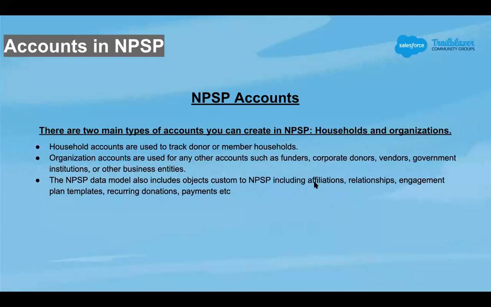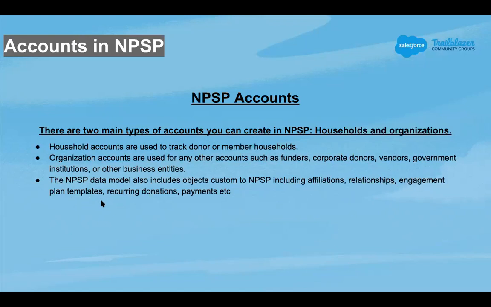Affiliations is where a particular donor or household member is affiliated to, connected to, or related to an account. A relationship is between two donors. What is the relationship between me and Parth? We are friends. In a similar way, me and my wife, me and my daughter, me and my son. All those are relationships. It is between two people, but in different contexts.